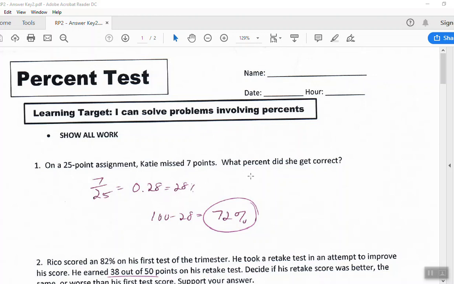But the question wasn't what percent did she get wrong. The question was what percent did she get correct. So if she missed 7, that basically means she missed 28%. So I got to subtract that from 100 to figure out what she got right, and that would be 72%. So what we're basically seeing is that an 18 out of 25 would be her actual score, and 18 out of 25, that would result in a 72%. So there's your first one.